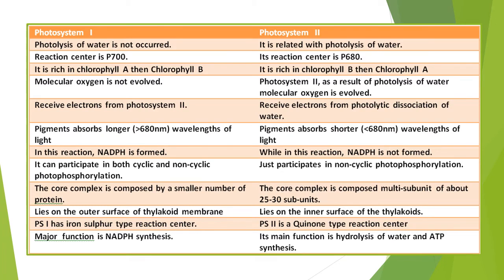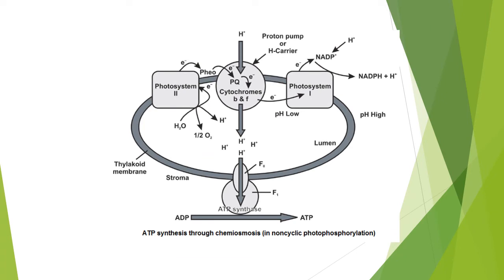Moving on, photosystem 1 and 2. You can go through all the differences. I am focusing on the main part. In photosystem 1, photolysis of water does not occur, the reaction center is 700, and molecular oxygen is not evolved. Opposite things are in photosystem 2. So we already have a clear idea regarding the first half, whatever is happening in the grana, known as the light reaction. Moving on to ATP synthesis through chemiosmosis.